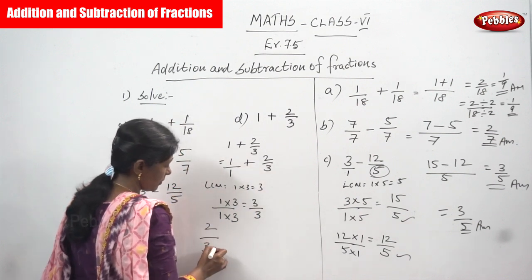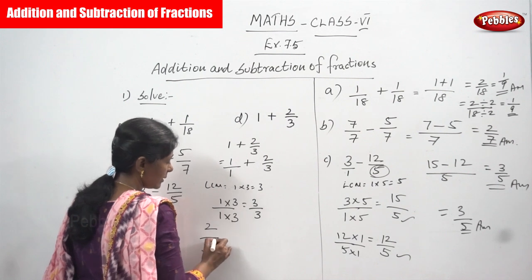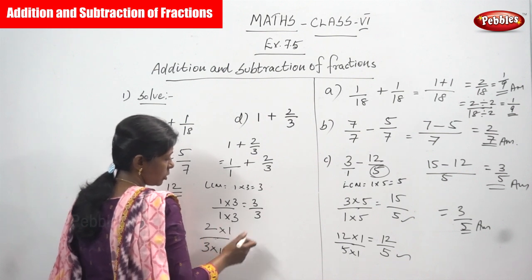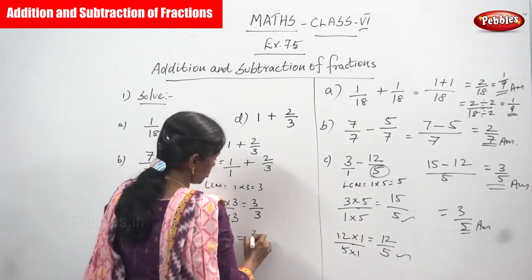Here you have to multiply by 1. The denominator is already 3, so you multiply by 1 only. The numerator is 2, so it is also multiplied by 1. So the answer is 2 by 3.